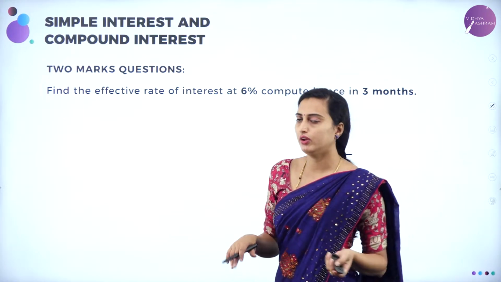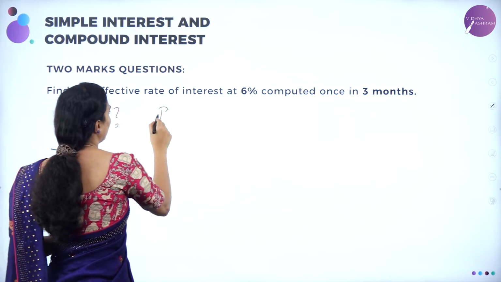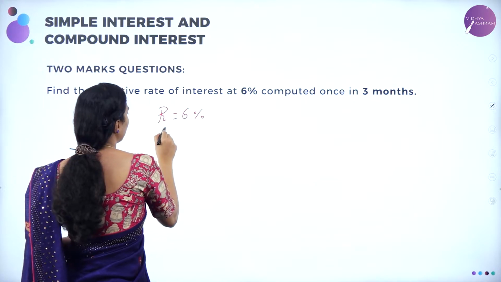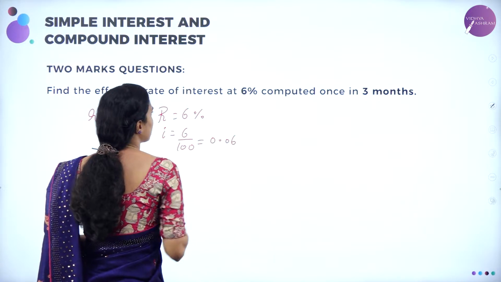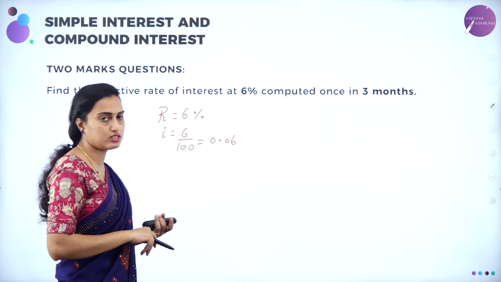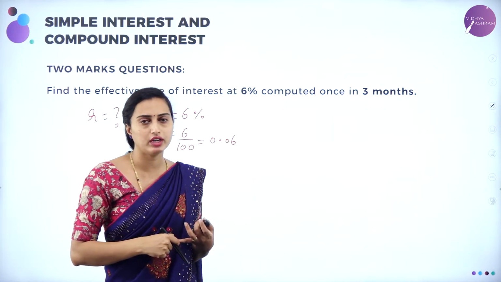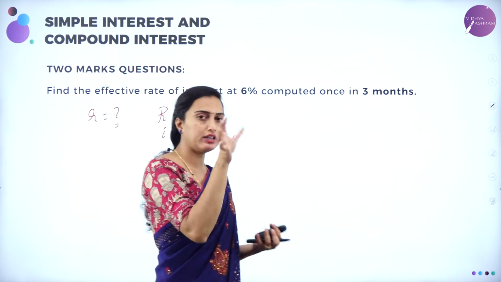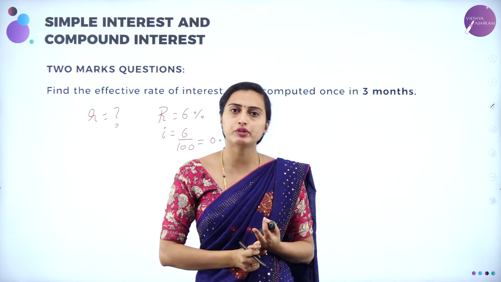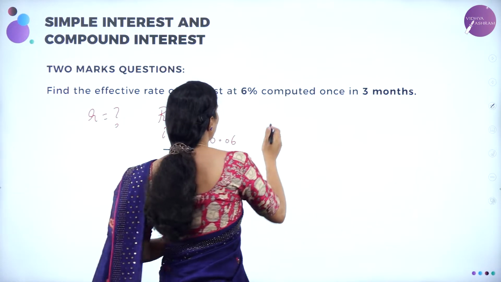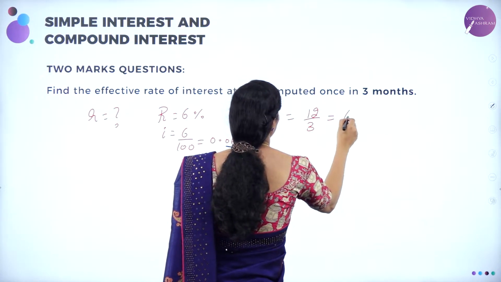Find the effective rate of interest. Again, r you need to find out. At 6%, that means R is given as 6%. i you can convert as 6 by 100, which is equal to 0.06. Computed once in 3 months. Once in 3 months means per year how many times? 12 divided by 3, so Q is equal to 4 times.